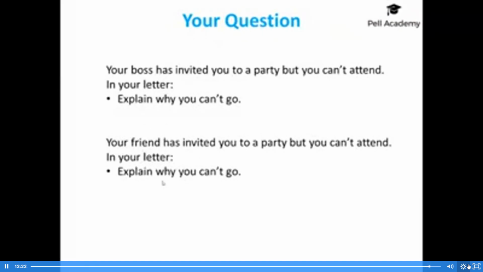But this time, you're writing to a friend, so you're not going to use that very, very formal language. You're going to use less formal language, because it's to a friend. So you're going to have the exact same answer, but one being formal and one being informal.